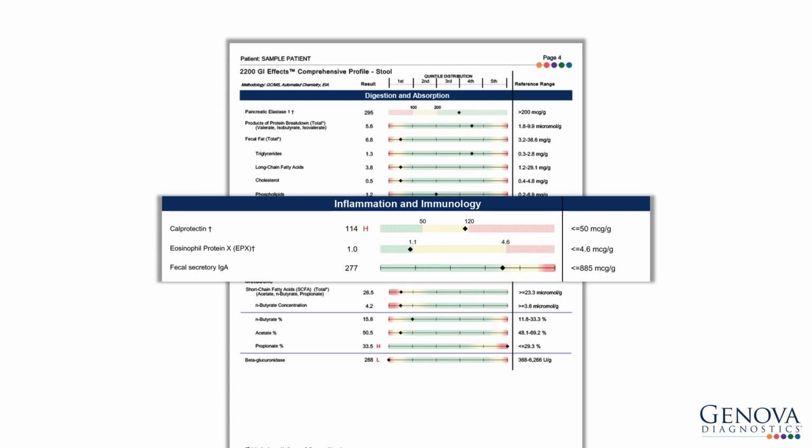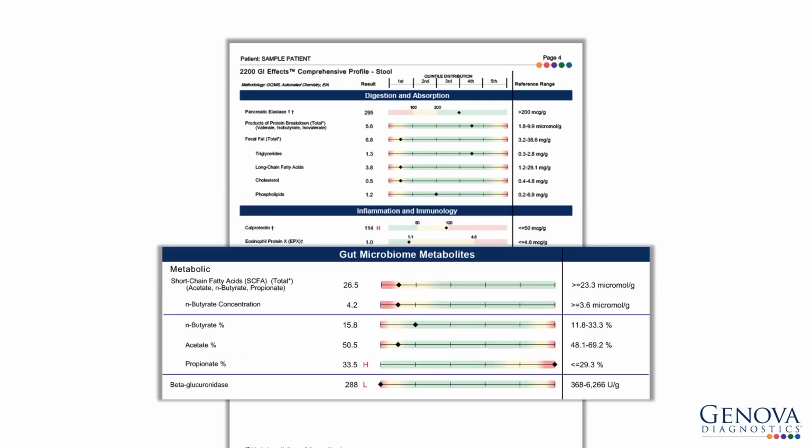Fecal secretory IgA is secreted from mucosal surfaces. The patient's level is not elevated. When elevated, it may provide information about an immune response to pathogenic organisms or disordered gut barrier function, which has been associated with the development of food allergies and sensitivities.